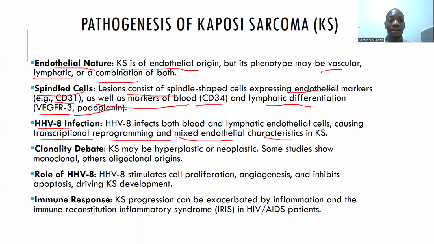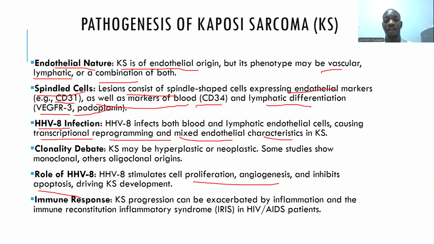So there's still a debate whether it is a hyperplastic or neoplastic process. Up to now, it is not well categorized whether it is a benign tumor, which is just a hyperplasia, or a neoplastic transformation. So it's not yet clear where it falls. And then the role of human herpesvirus 8 is usually to stimulate cell proliferation and angiogenesis, and it also inhibits apoptosis, meaning that upon infection, these cells attain immortality, so they cannot die, and that's why they end up proliferating, causing more of the problem.